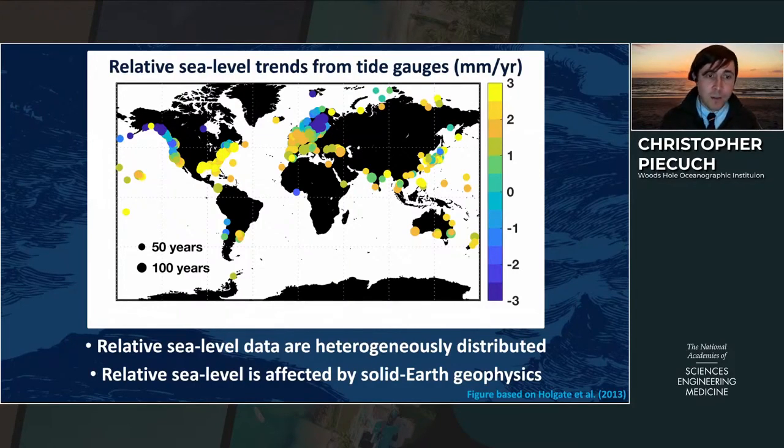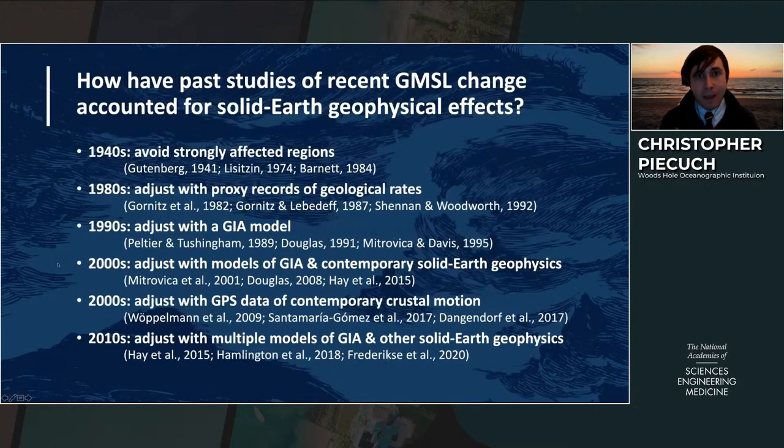So what I thought would be useful is to summarize past studies in terms of how they dealt with this geophysical signal. So early studies, again, starting with Gutenberg in the 40s, but going up to Emery and Aubrey in the 1970s, and even some studies today, the strategy is to avoid tide gauges from regions that are thought to be dominated by solid earth geophysical effects. So for example, those tide gauges from Scandinavia would not be used. And this is how many authors proceeded for many decades until about the 1980s, when folks like Vivien Gornitz and Ian Shennan started to not necessarily avoid data from regions that were affected by geophysical effects, but rather use paleo proxy records of long-term geological rates and correct the tide gauge records. The premise being, if you estimate the long-term geological rates and subtract them from the tide gauges, then what's left over is more closely related to global mean sea level change.